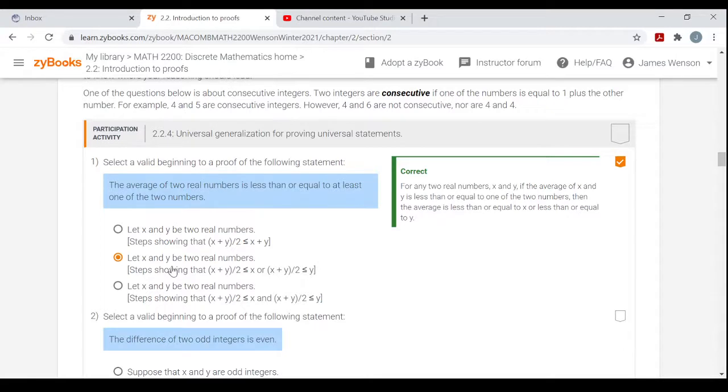They don't show the steps, but again, the point of this section is to introduce you to starting proofs and proofwriting, and we'll get into actual, more complete writing of proofs in sections after this.